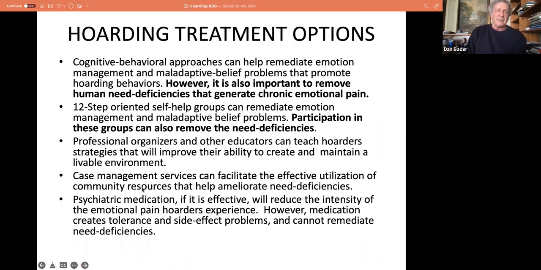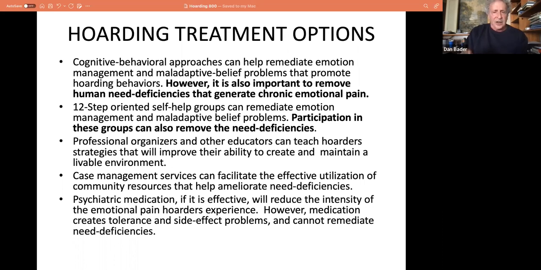Finally, hoarding treatment options. Cognitive behavioral approaches, kind of similar to some of the things I'm talking about here, can help remediate emotion management and maladaptive belief problems that promote hoarding behaviors. However, it is also important to remove human need deficiencies that generate chronic emotional pain.